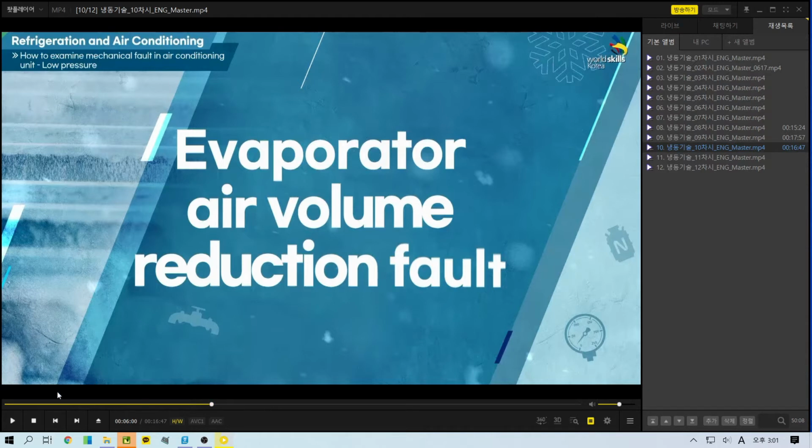So when the low pressure part gets decreased, there are a few faults. Such as the decrease in the air volume of the evaporator, and there is also the lack of the refrigerant, unlike the high pressure parts I just mentioned in the previous video clip. And lastly, there is the fault about the dented pipe. It means the clogging or the blockage in the pipe.